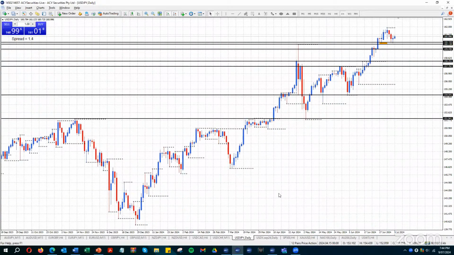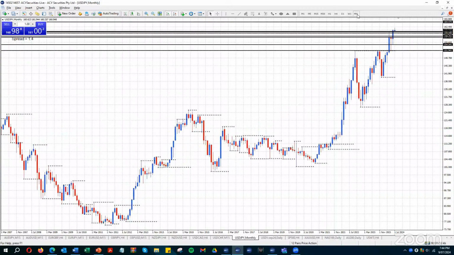All right, dollar yen. Like all the yen pairs, it's very high up. This is the area where I said last week, watch for support. So it's the monthly top at 160.33 from back in time.